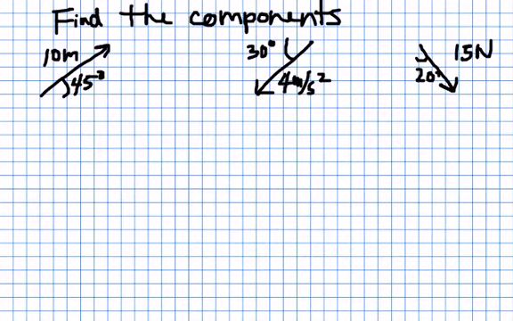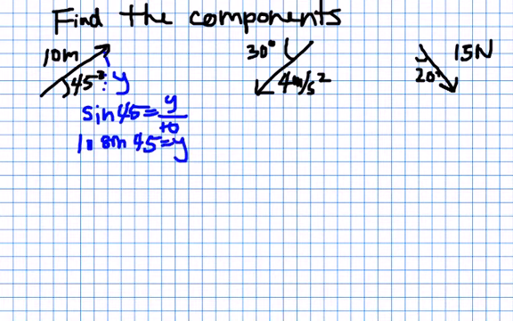Alright, while these are not exactly drawn to scale, find the x and y components for each one, and then come back for the answer. Now that you've tried them on your own, let's just find the y first. So if you remember, when you're finding y and your angle is in that direction, that's sine. So sine of 45 equals y over 10. So 10 sine 45 equals y. And y will equal essentially 7 meters.